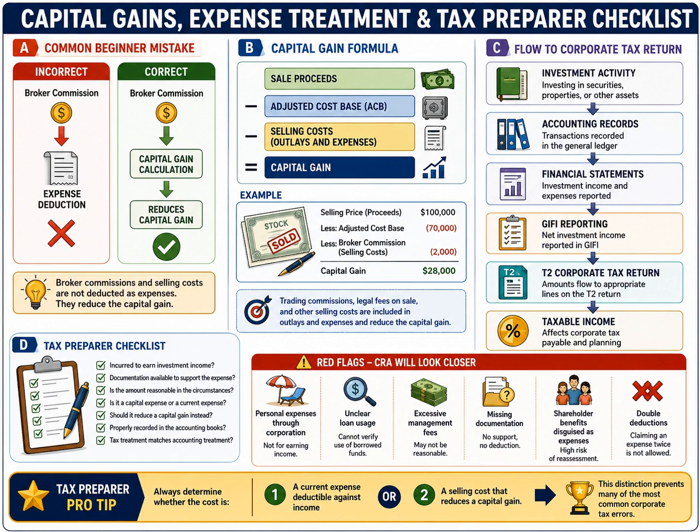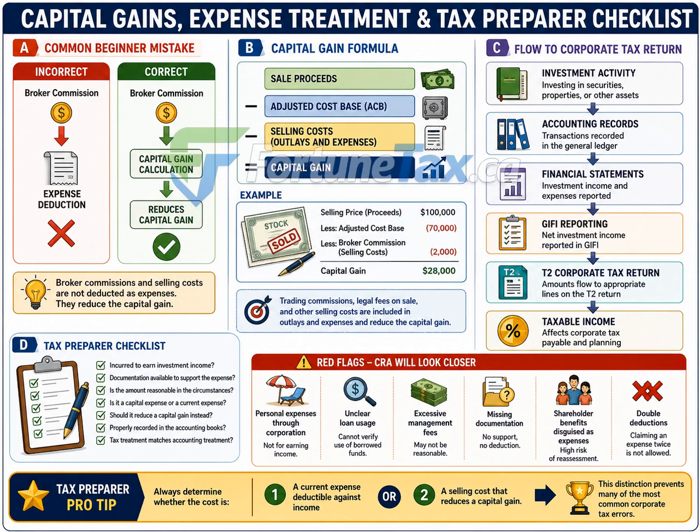In the example shown, shares are sold for $100,000. The adjusted cost base is $70,000, and the brokerage commission is $2,000. After subtracting both the ACB and the commission, the resulting capital gain is $28,000. Notice that the commission was not deducted as a separate expense. Instead, it reduced the capital gain directly.